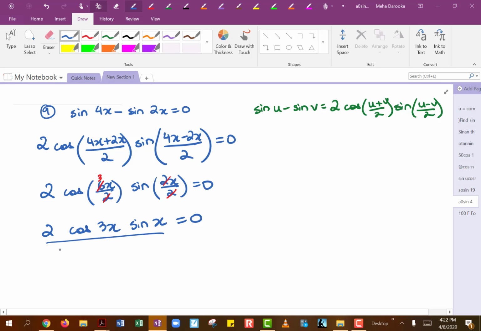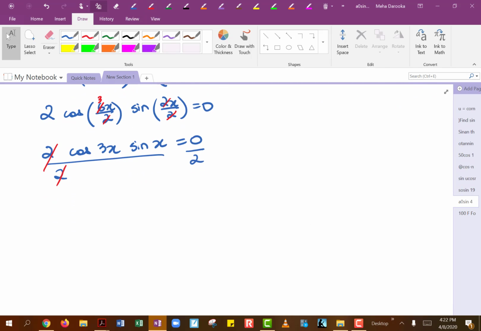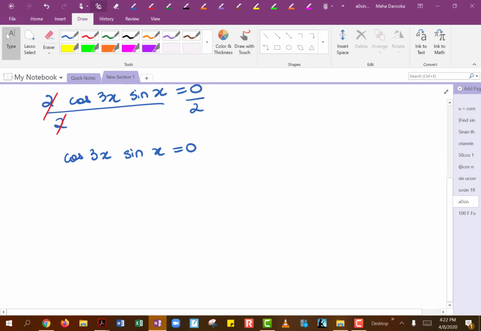Now the next thing we're going to do, and we could have done this in example 9 also, is divide both sides by 2, because that's really not helping us as part of our answer. So you will be left with cosine of 3x sine of x equals 0, and then we need to set each one of these functions equal to 0 and find what answers we can. So let's take cosine of 3x and set it equal to 0, or sine of x and set it equal to 0.